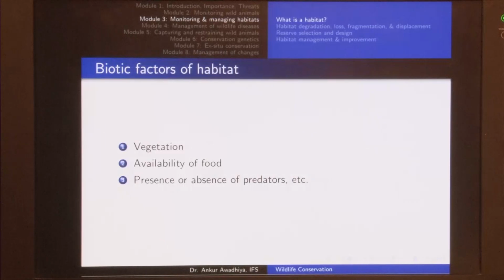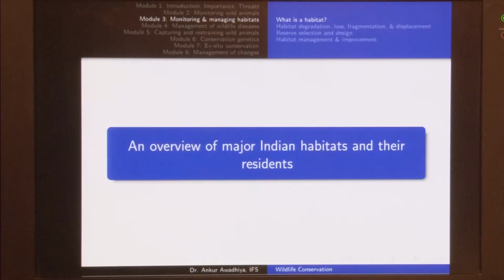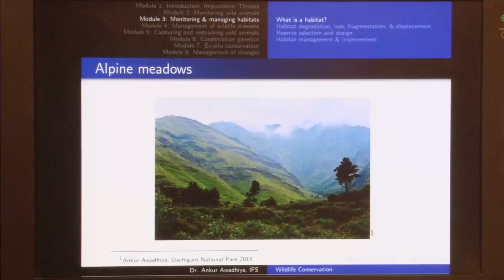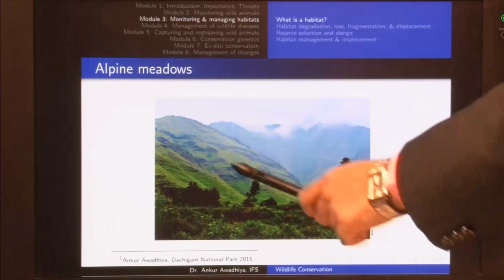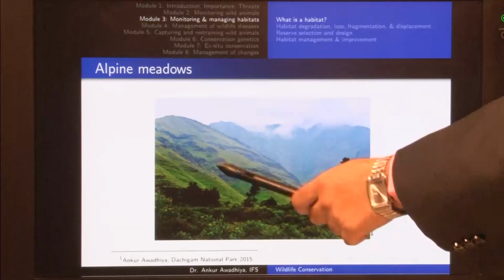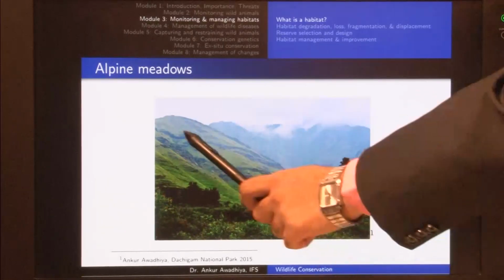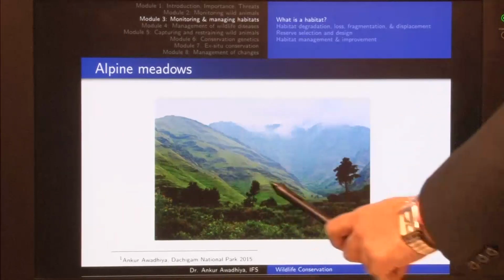Before we move forward, let us have an overview of the major Indian habitats and their residents. Let us begin with the north of the country. We have Alpine meadows. This is a picture from the Dachigam National Park in Srinagar, and Alpine meadows refers to the fact that these areas have hills or mountains, and meadow refers to this patch or layer of grass that you can see everywhere.